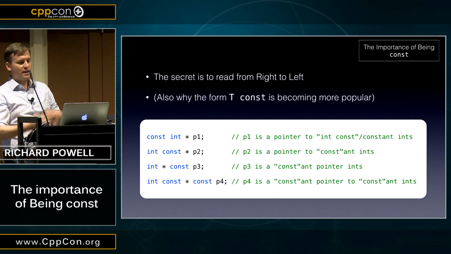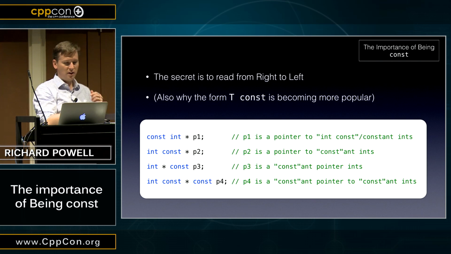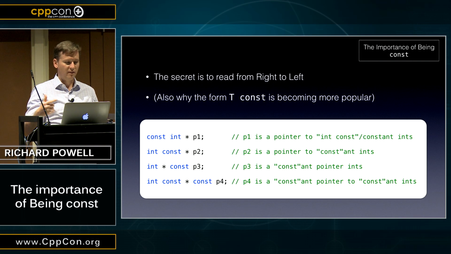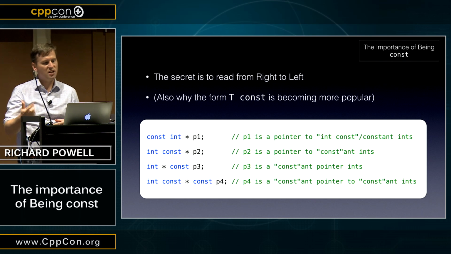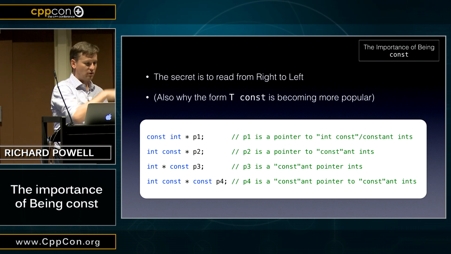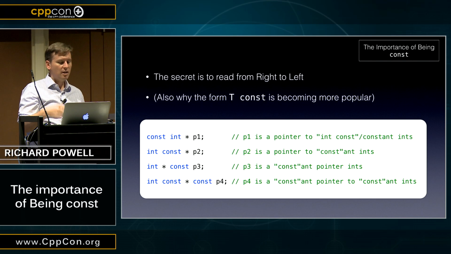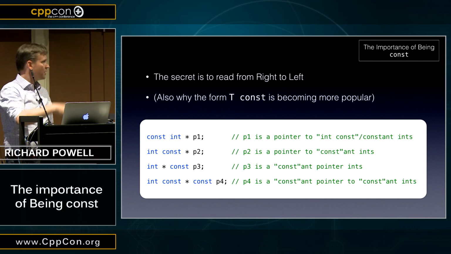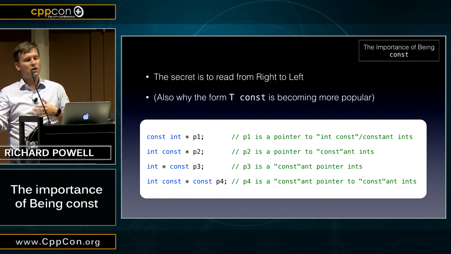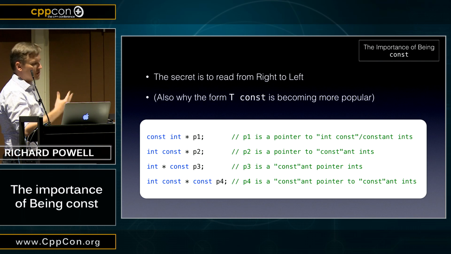So one thing that people do is they often get confused on where the const applies for these objects. The secret for discerning these statements is to read them from right to left. In that statement, I have P1. P1 is a pointer to int const, or constant ints. You kind of have to rearrange your sentence when you read it that way. However, P2 is a little easier to read. P2 is a pointer to constant ints. Really easy. And if we take a look at P3, P3 is a const pointer to ints, and then P4, a constant pointer to constant ints.